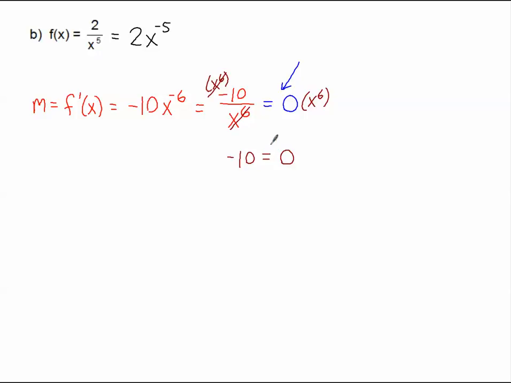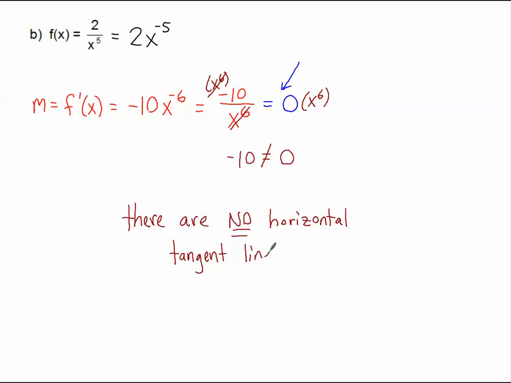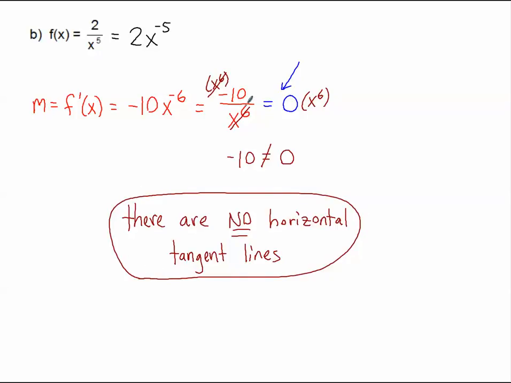But I shouldn't be confused too long, because this, of course, is not true. And what that means is there are no values of x in this equation such that this -10 divided by x to the 6th would be equal to 0. So there's no solution. And what that means is there are no horizontal tangent lines. So that's kind of an easy problem. There were no solutions to the equation of the slope equal to 0, so therefore there will be no horizontal tangent lines. And let's just look at that graphically to prove.